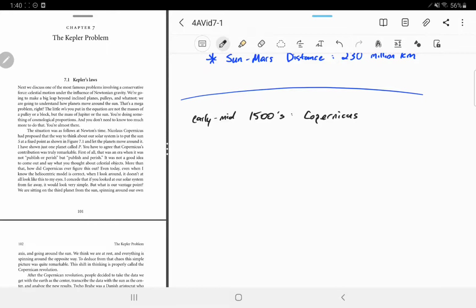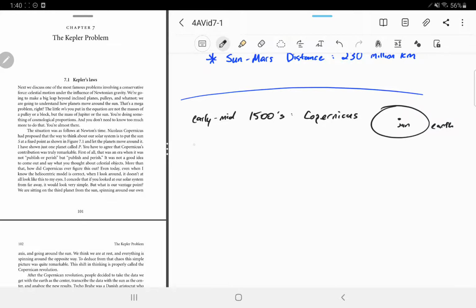So he waited until he knew this would be a big deal and probably not well received. He waited till he was close to death, I believe, to publish this. So this was around the mid 1500s. Copernicus and heliocentric theory, so the Earth going around the sun like that. And before that, everyone knew for sure that Earth was the center of the universe. So this idea caught on in the next 100 years.